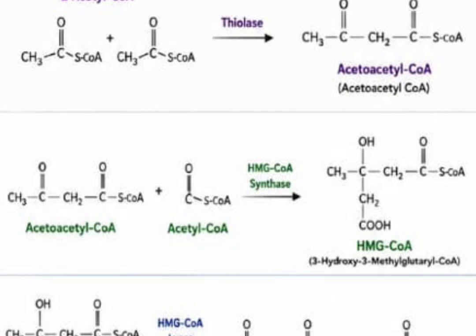HMG-CoA. Look at the equation: if I condense another acetyl-CoA with acetoacetyl-CoA, I form HMG-CoA. And what is HMG-CoA? 3-hydroxy-3-methylglutaryl-CoA. That is when I add another acetyl-CoA. When I condensed the first one, it gave me acetoacetyl-CoA; when I add another one, it gives me HMG-CoA, by the enzyme HMG-CoA synthase.